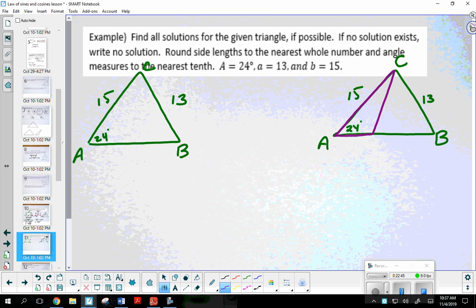Okay, right here. And we'll go ahead and call this A prime. Okay, so A is still 24 degrees. We got B prime here. This is now C prime. This is 13, and this is 15. So we have 2 different triangles, each with 2 side lengths that are the same and 1 angle measure that's the same. Side angle.